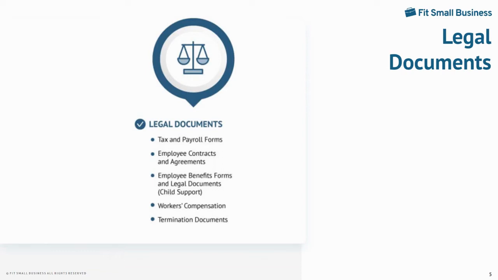pay card data, contracts or agreements, such as a non-compete agreement, an employment contract, or an agreement relating to a company-provided car or business credit card, employee benefits forms, like medical enrollment forms and beneficiary agreements, retirement forms, such as 401k, FSA agreements, HSA agreements, and more. Child support documents, including any legal or litigation documents. Workers' compensation, such as documentation of claims filed.